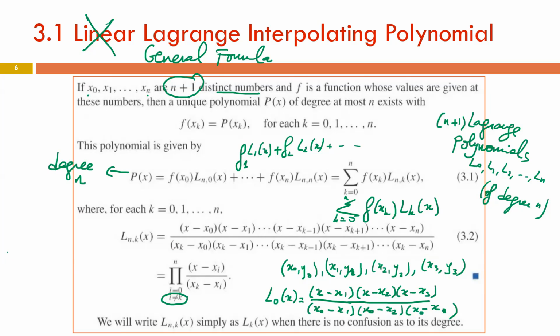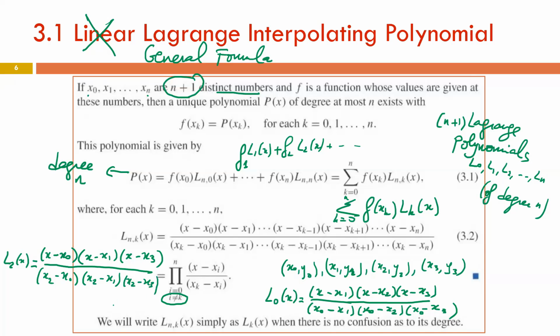If we want to calculate L2, what will L2 be? x minus x3. No, we start from the beginning. x minus x0, okay, because 0 is not 2. x minus x1, because 1 is not 2. x minus x2, no. x minus x3. Then we multiply all these polynomials of degree 1, x minus xk, except k equal to 2. And in the denominator it will be x2 minus x0, x2 minus x1, x2 minus x3. Was the idea clear or not? You just switch it, right?